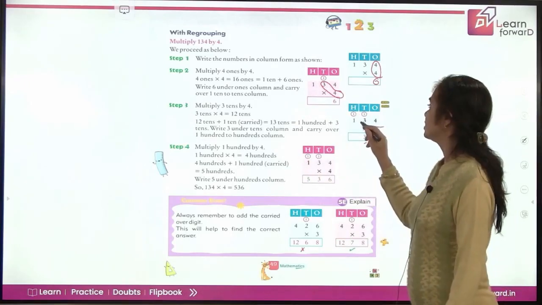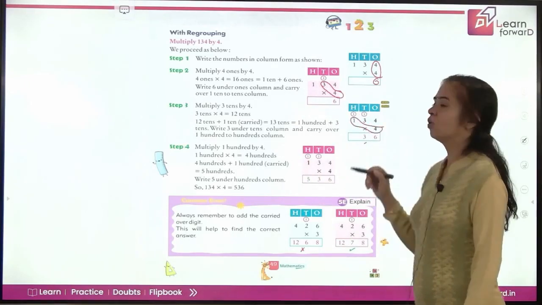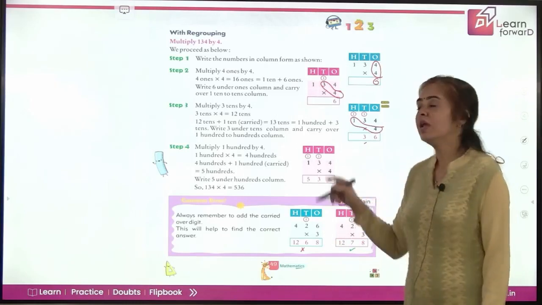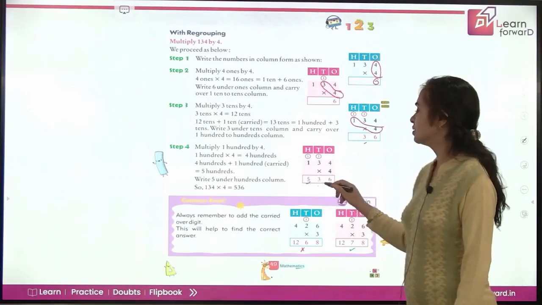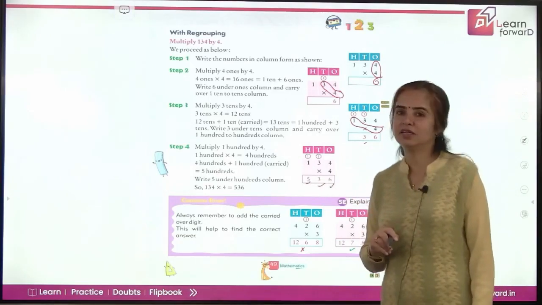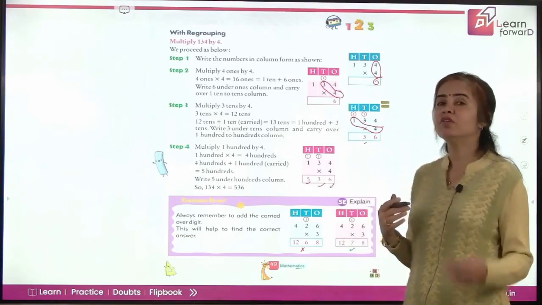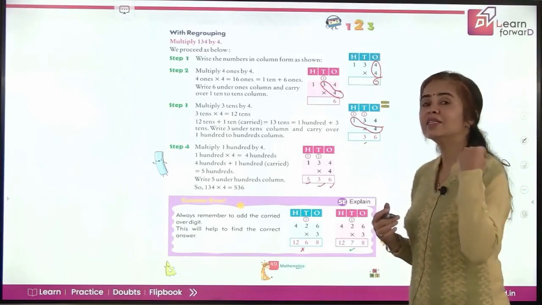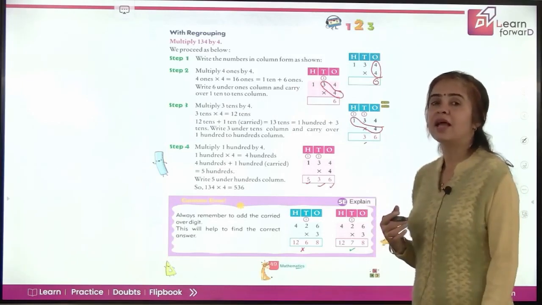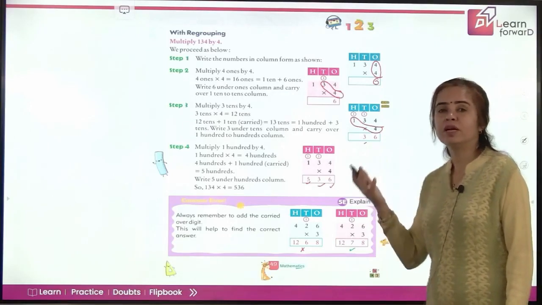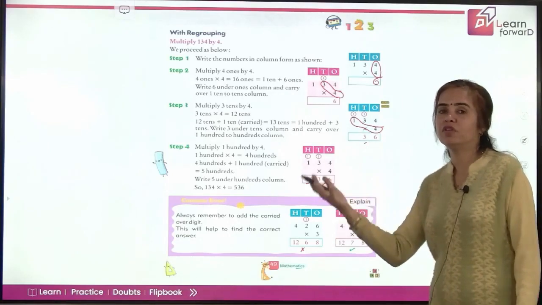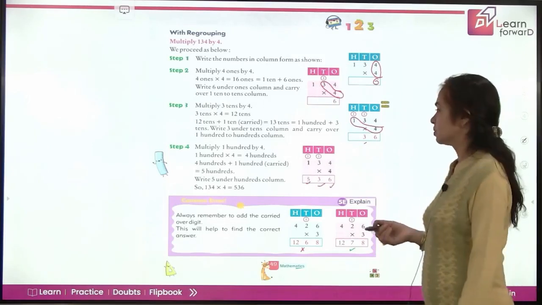And in the next step, you multiply this now. 4 times 1 is 4 plus 1 carryover. That gives you 5. So your answer is 536. So always remember, whenever you get 2 digits, the tens digit will go ahead as a carryover to the tens place, and if you have to multiply at the tens place, the carryover will move to the hundreds place.